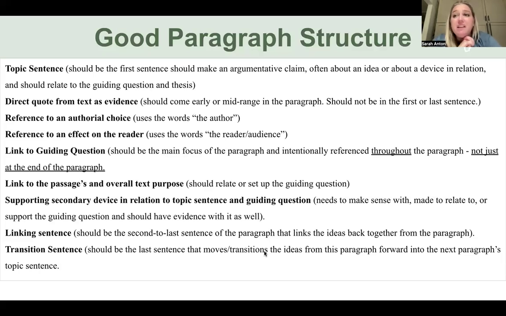Okay. Again, this is not that much different than what you've done before. You just have to discuss the authorial choice and its effect to do well on paper one, but also to have some more sophisticated analysis, which is what you're aiming for. Okay.